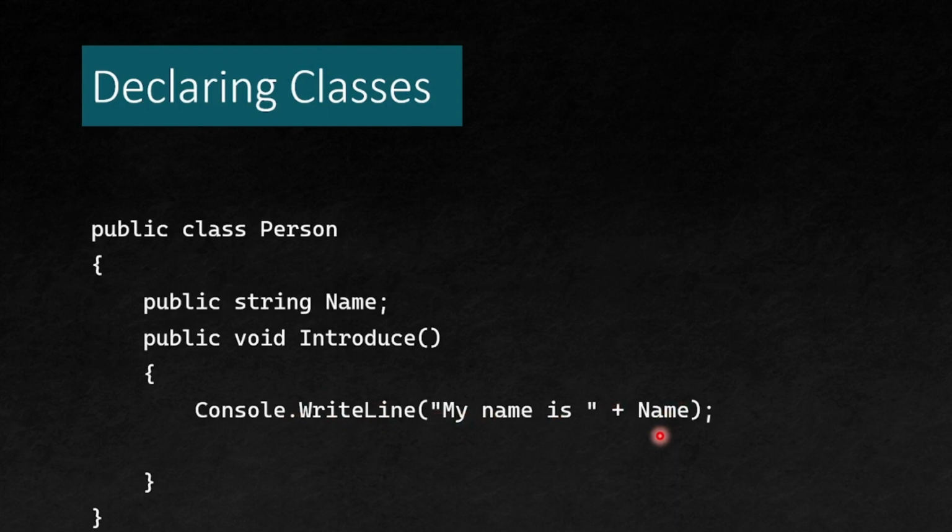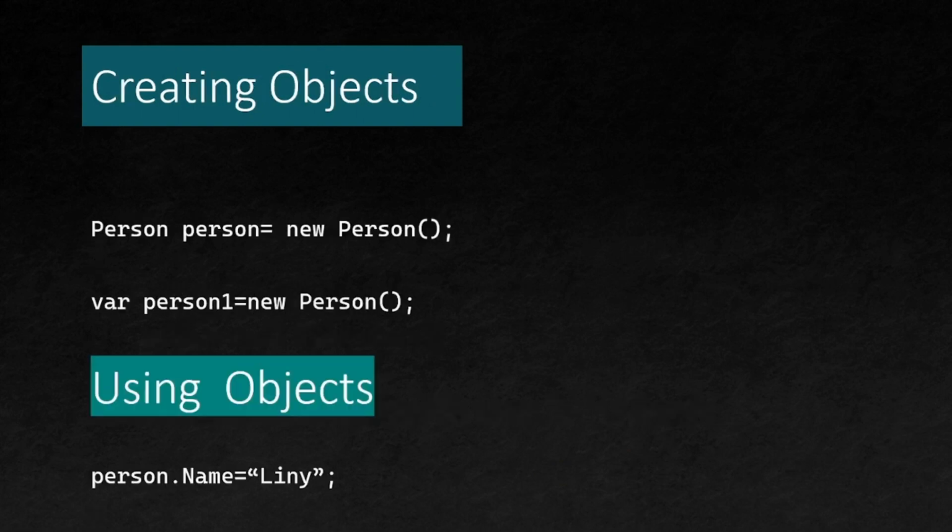Okay. Now that we have a class, let's see how we can create an object or an instance from it. To do that, we use the new operator. See, person equal to new Person.